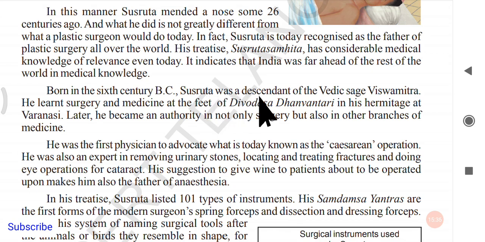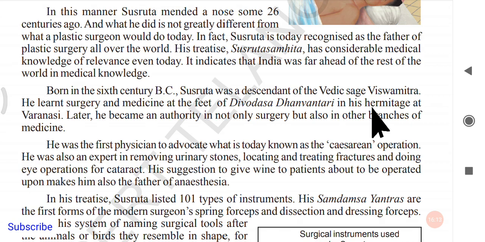Sushrutha was a descendant of the Vedic sage Vishwamitra. He learned surgery and medicine at the feet of Divodasa Dhanvantri in his hermitage at Varanasi. So he was brought up in that Vedic lineage, and he also learned surgery and medicine at the feet of, in the sense, he was the student of Divodasa Dhanvantri, who was Sushruta's guru.